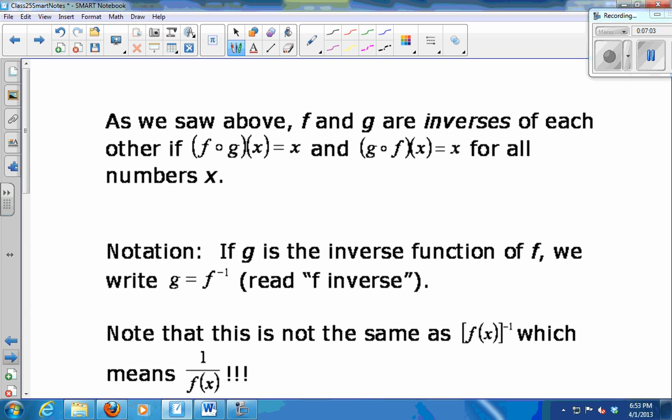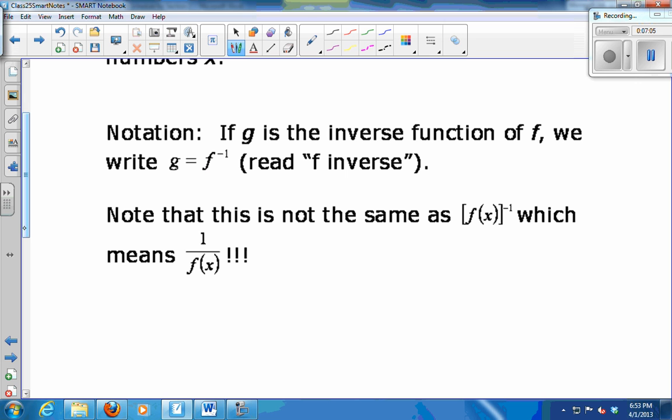Now we have a little new notation here. If g is the inverse function of f, we write g equals f to the exponent of -1, but it does not mean that. We're repurposing an old notation to mean something new. When you see f raised to the power of -1, you would just read that f inverse. That just means the function that is the inverse of f. Okay, so it does not mean f raised to the -1, which would be 1 over f of x.